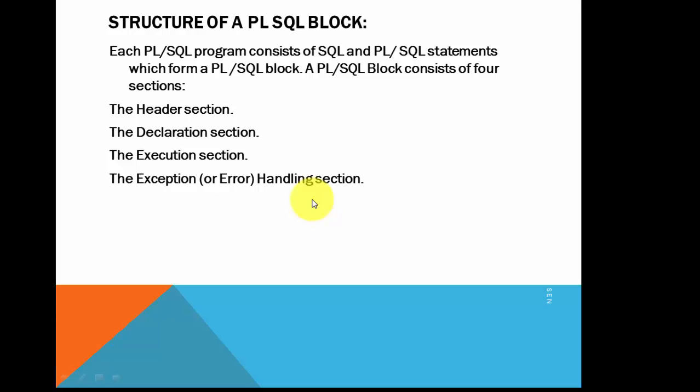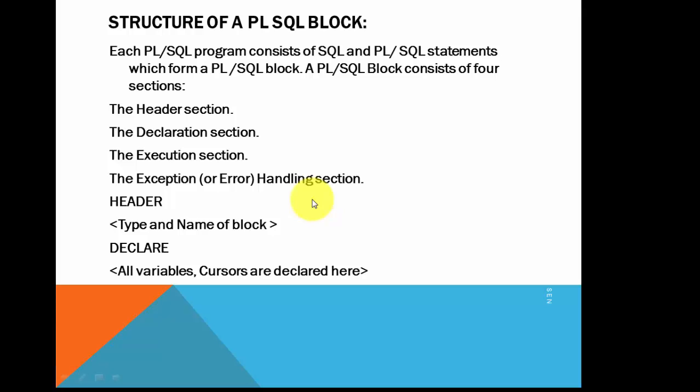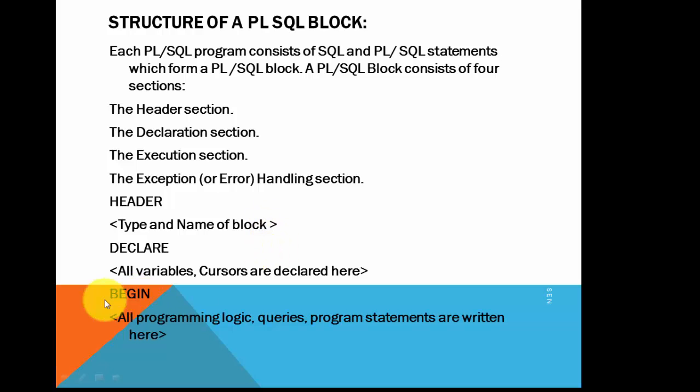And this exception or error handling section is also optional, and it is defined if you want to handle particular runtime exceptions, runtime errors, which are also called exceptions. So it is like this. You can define the header, then you write declare, and after that you can define the variables which you want to declare. Then you define the begin, and within the begin and end the execution should be there, and we have the exception section inside.